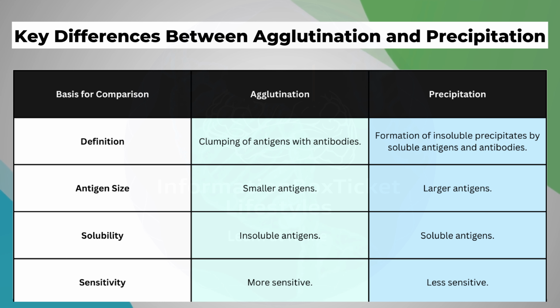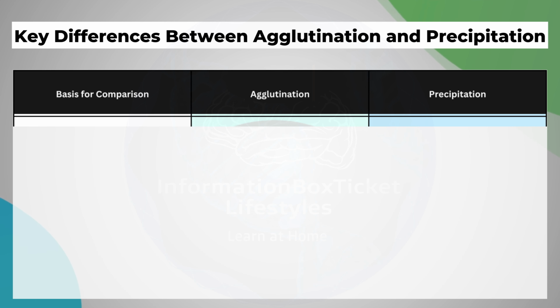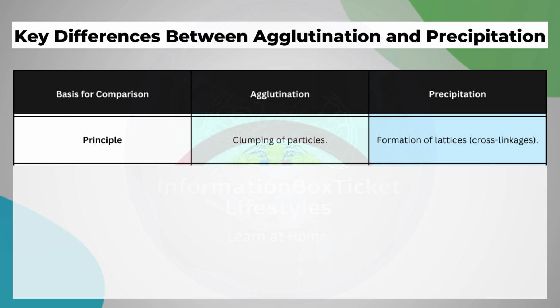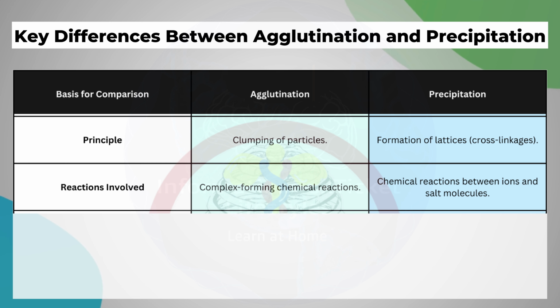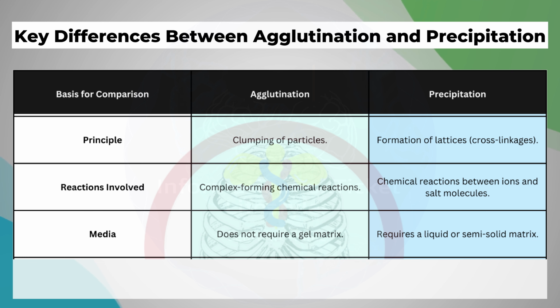Sensitivity. Agglutination reactions are more sensitive compared to precipitation reactions. Principle. Agglutination is based on particle clumping, while precipitation relies on the formation of lattices or cross-linkages. Reactions involved. Agglutination involves complex forming chemical reactions, whereas precipitation involves reactions between ions and salts. Media requirement. Agglutination does not require a gel matrix, but precipitation often requires a liquid or semi-solid matrix.